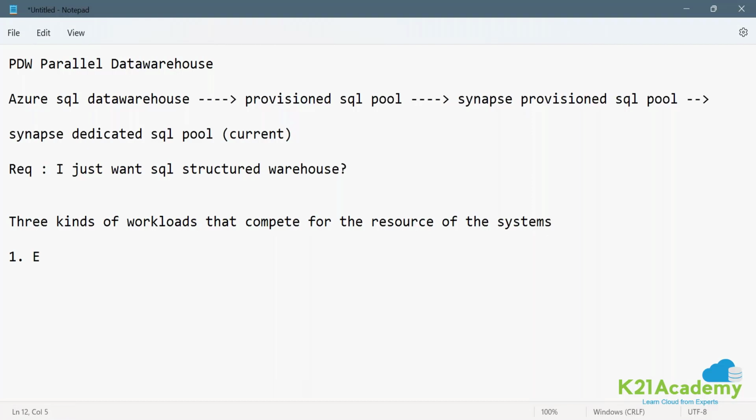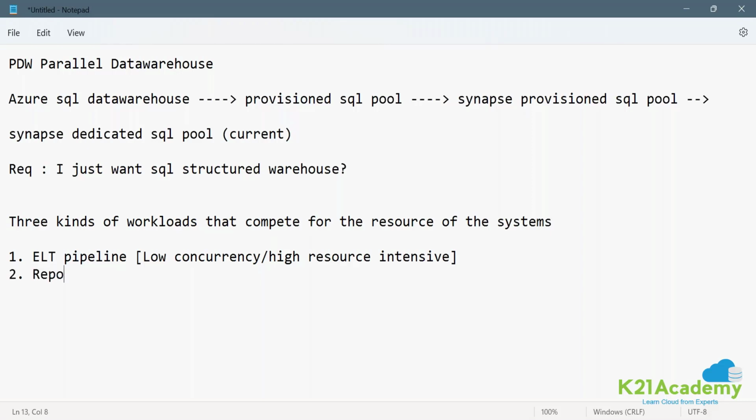One of them is ELT, extract, load, and transform, which means your load pipelining. Obviously, it is going to be low concurrency. You're not going to run 1,000 ETL pipelines. You're going to run a limited number of ETL pipelines, but it will be highly resource intensive. It is going to eat up a lot of system resources. It needs a very high amount of horsepower to conduct ELT pipelines into the system, loads and transformations and whatnot.